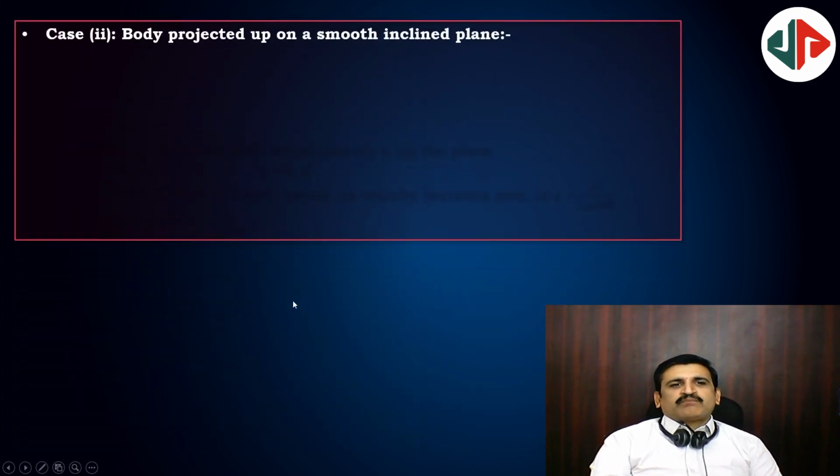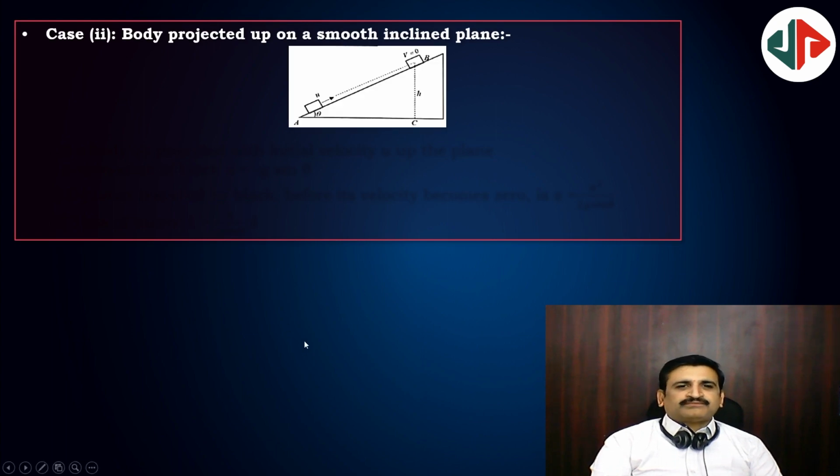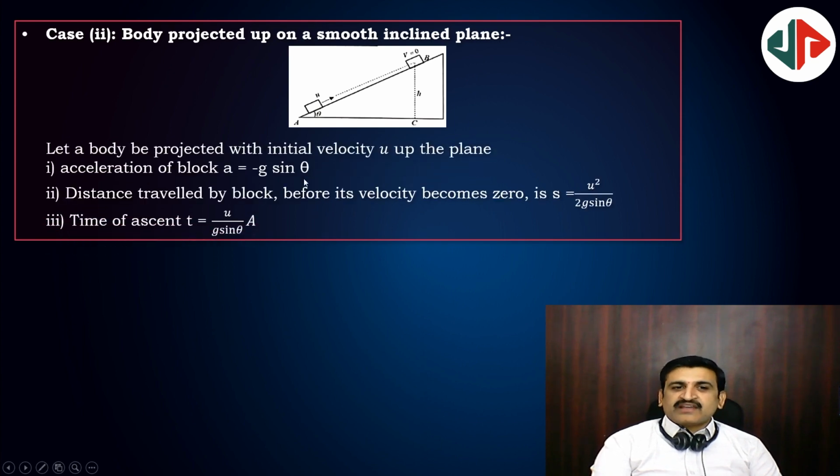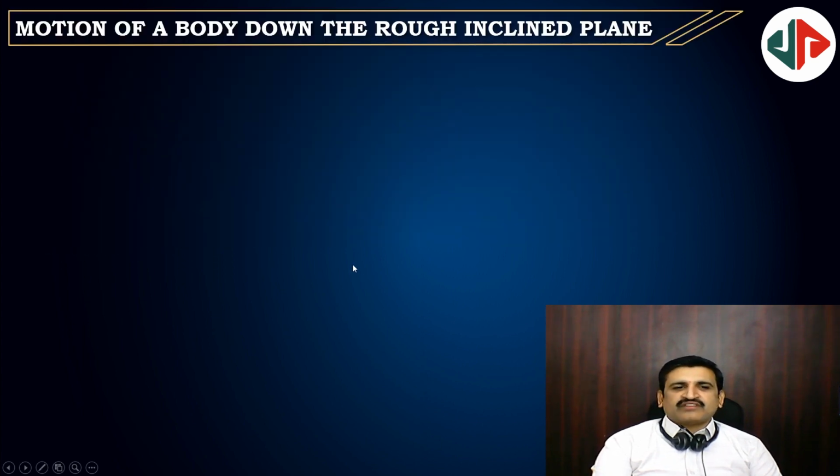Next, body projected up on the smooth inclined plane, then acceleration is minus g sin theta, remaining things as usual will come.